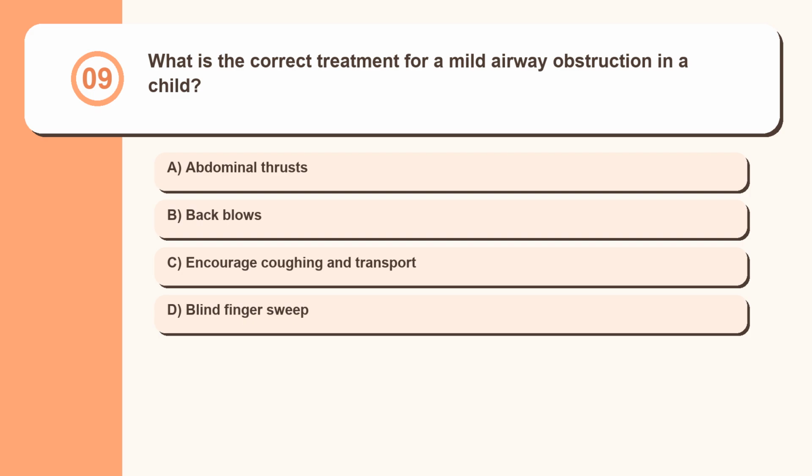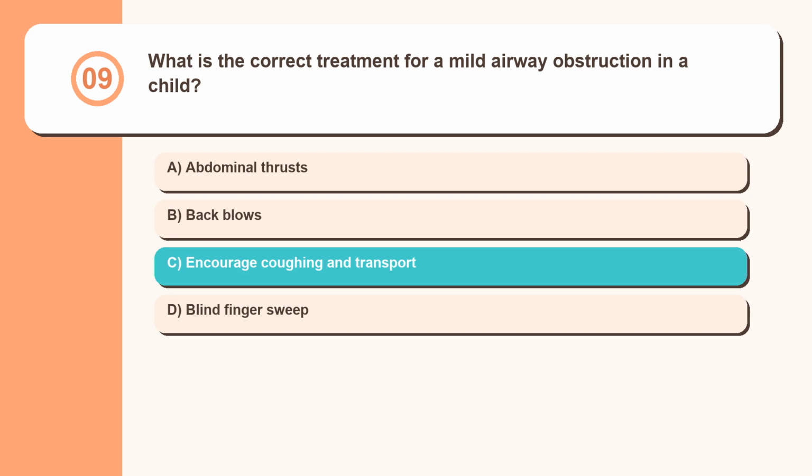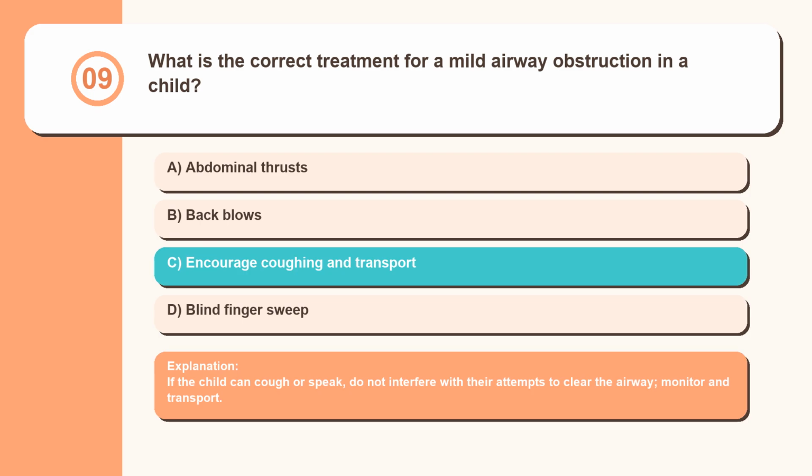Question 9. What is the correct treatment for a mild airway obstruction in a child? Abdominal thrusts, back blows, encourage coughing and transport, blind finger sweep. If the child can cough or speak, do not interfere with their attempts to clear the airway; monitor and transport.